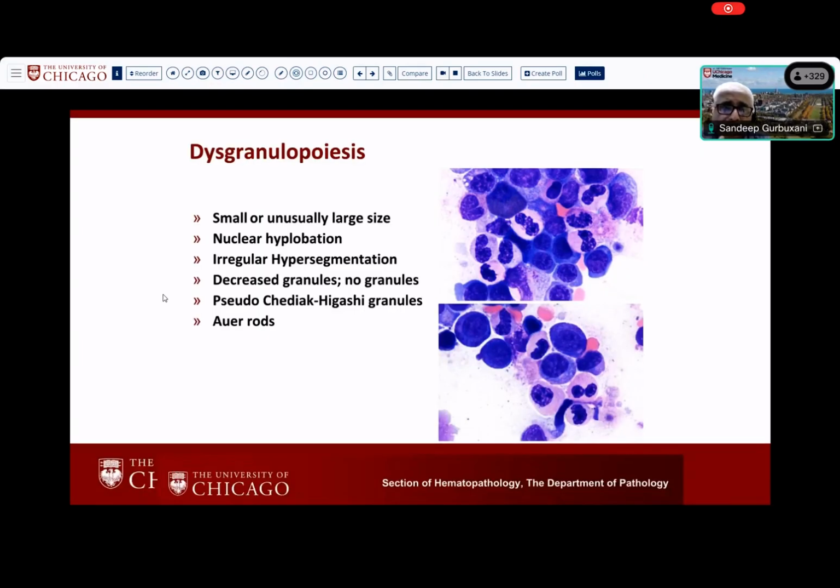and plasma cell pathologies. So here is some description of dysgranulopoiesis or abnormal neutrophils that can be present in patients who have myelodysplastic syndrome, and sometimes in patients who are receiving certain therapies.